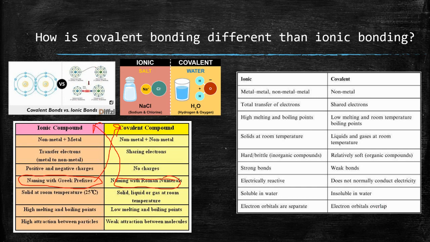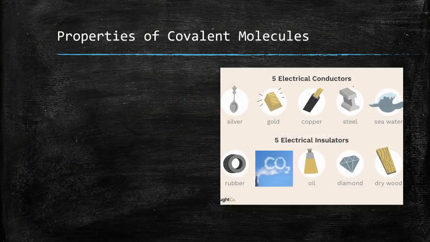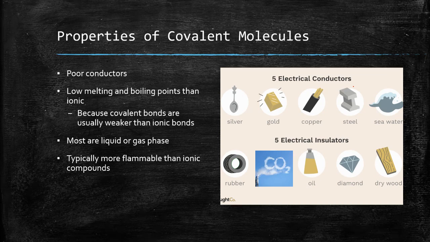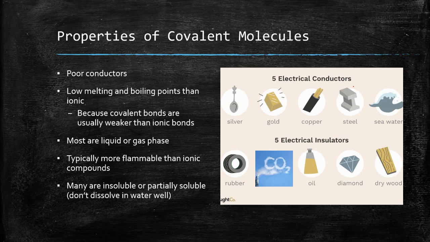All right, let's take a look. Hopefully you took time to pause and write your 3 sentences. Properties of covalent molecules. So they're poor conductors. They have low melting points and boiling points, or at least lower than ionic, because covalent bonds are usually weaker than the ionic bonds. So again, the stronger the bond, the higher the melting point, the more energy it takes to break those particles apart. Covalent does not take as much energy to break apart.